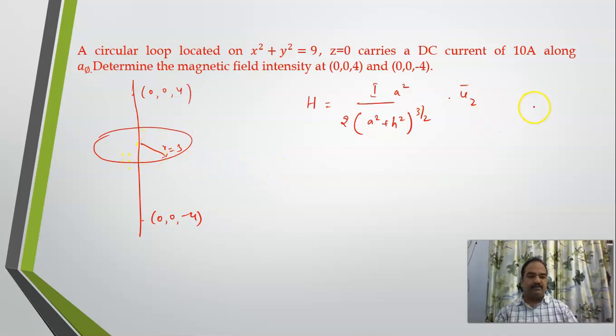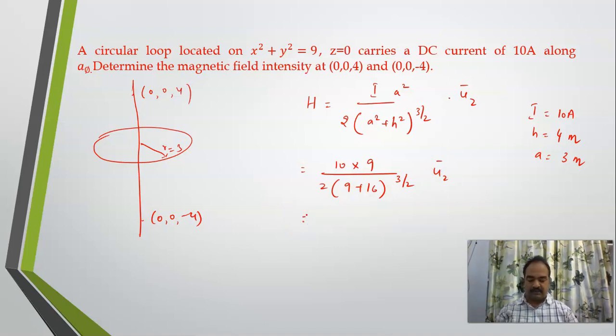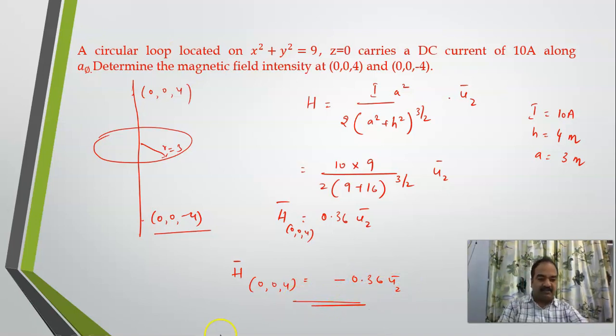In this case, we just need to substitute the values. I is equal to 10 amperes, h is equal to 4, and a is the radius, which is equal to 3 meters. So what is the answer? 10 into a square is 9, by 2 into 9 plus 16 to the power of 3 by 2, into uz. Let me do the calculation here. It is 0.36 uz bar at this point. Now at the downward point 0, 0, minus 4, it will be just in the opposite direction. So I'll directly take it as minus 0.36 uz bar. This is the magnetic field intensity. I hope you can solve this.